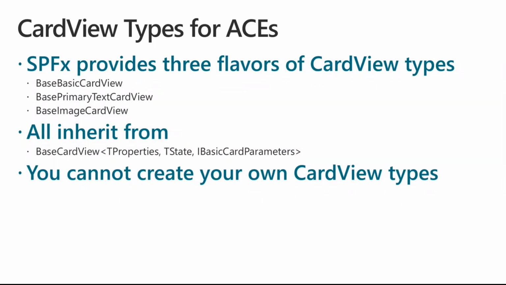All of them have a base class, which is called BaseCardView, and which is defined through some generic attributes like the interface defining the properties and the state of the adaptive card extension. We will dig into these topics in one of the upcoming demos too, as well as an interface defining the basic card parameters for the card view. And depending on the layout of the basic card parameters, we will have the 3 different flavors of the card view: the basic, the primary text, and the image one.